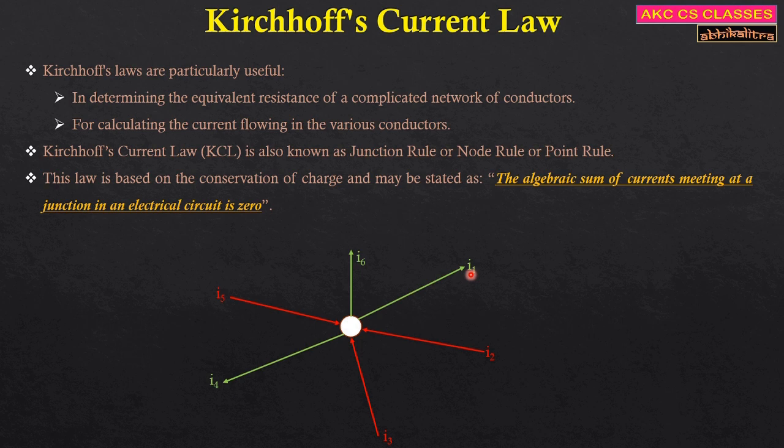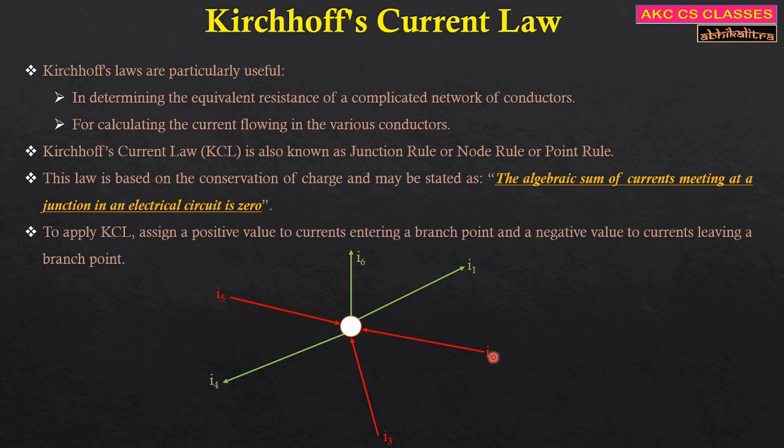Over here you can see that all the green lines are the ones leaving the junction, that is I1, I4, I6, right? And all the red lines are the ones entering the junction, which are I2, I3 and I5, right? Whatever current enters this junction should be equal to the amount of current which is leaving the junction.